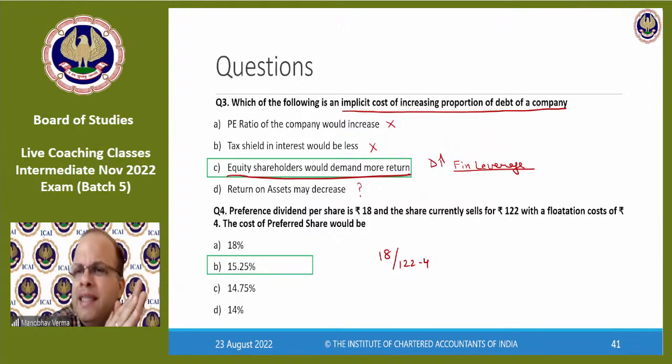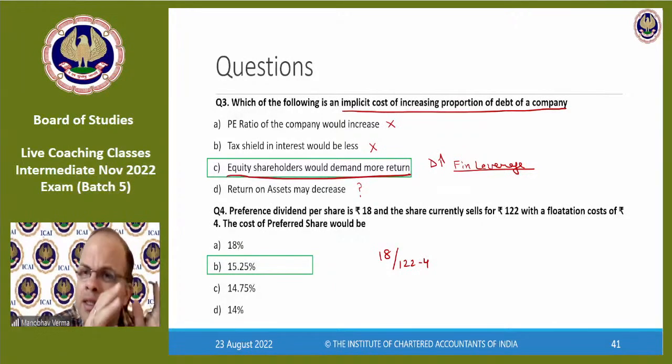It's not explicit. Now, as you increase more debt, the equity shareholders will think that there is more risk attached, right? They have more burden on them. Of course, they will have their expectations raised, right? High risk, high returns. And that's where I'm coming from in option number C. For other options, either they are not correct or they are not implicit.